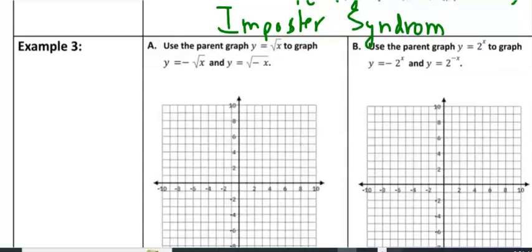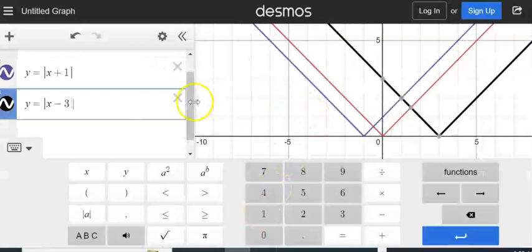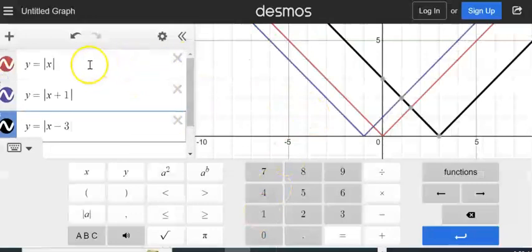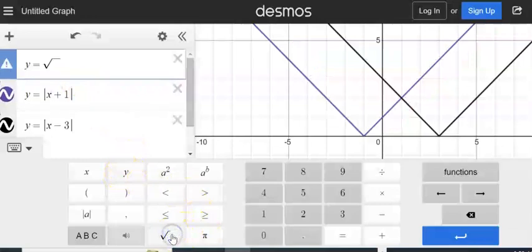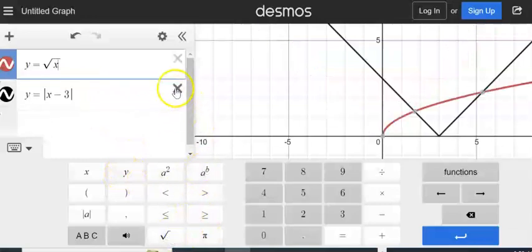So let's go back to our Desmos. Okay, so we're going to do a square root function, correct? Where's the square root at? There it is. Square root of x, correct? Delete those.